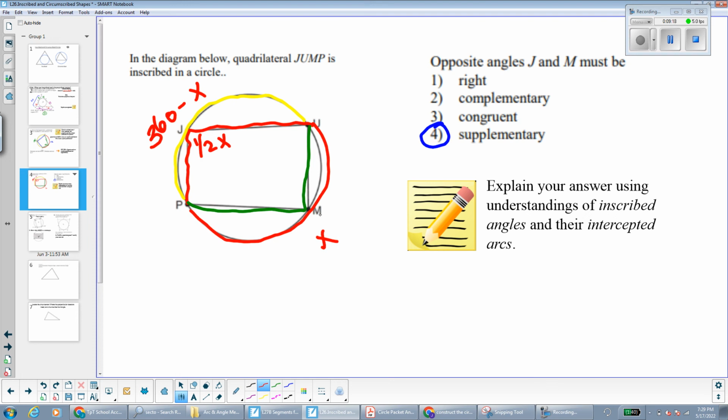So if this is like 20, which it's not, we would find this by doing 360 minus 20. This angle over here would be half of 360 minus x. And half of 360 is 180. So it would be 180 minus the other angle. So that shows that these two angles would be supplementary.